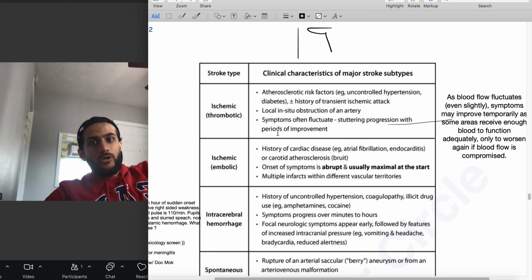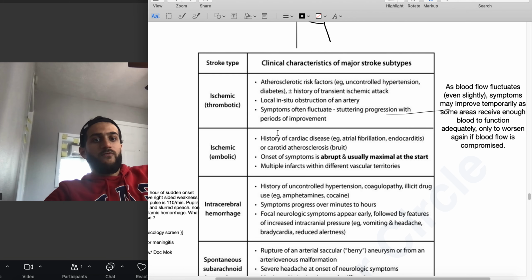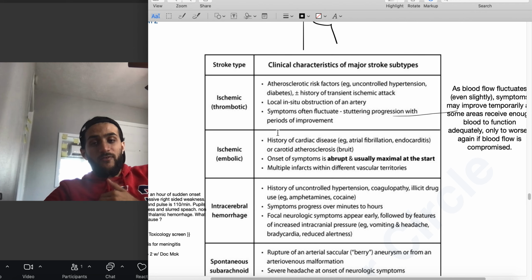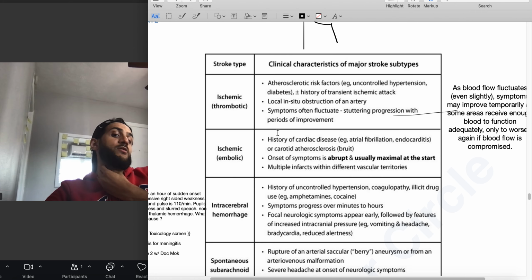fluctuate, with stuttering progression and improvement. Basically, as the blood flow fluctuates even slightly, symptoms may improve temporarily as some areas receive blood to function. Then we have embolic stroke, which is going to be your AFib or your carotids over here.